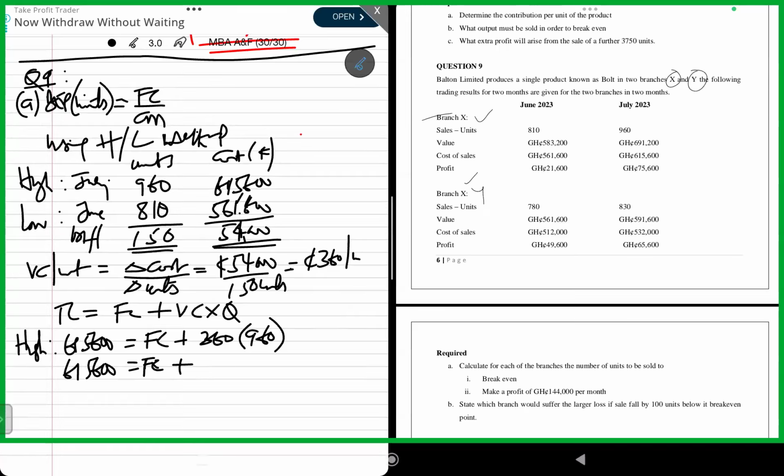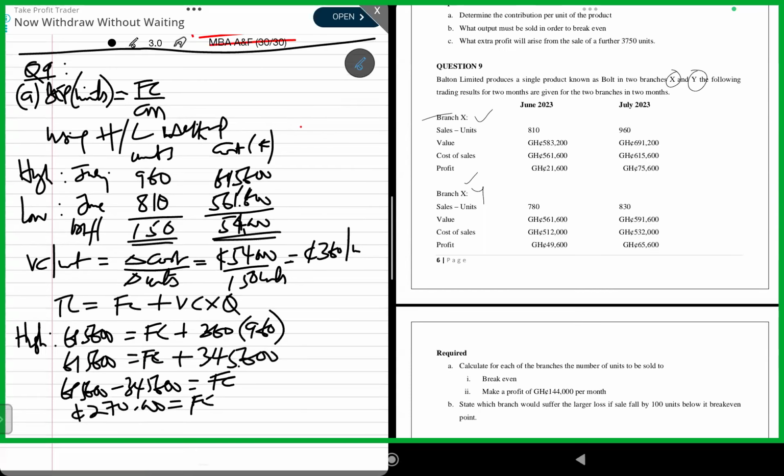360 by 960. What do we have? 345,600. Then we say 615,600 minus 345,600 will be equal to the fixed cost. So what's the difference? 270,000. 270,000 cedis equals the fixed cost.